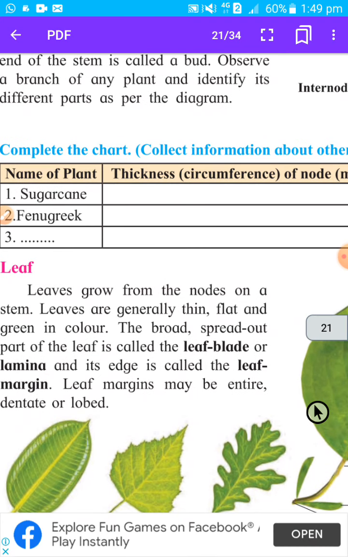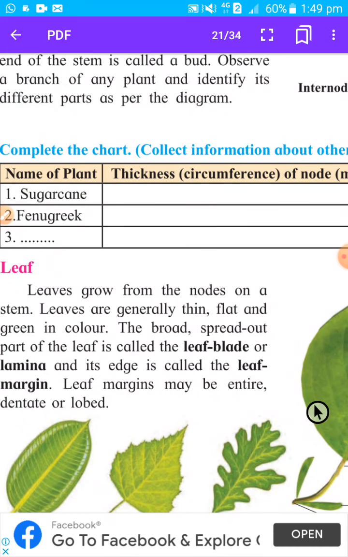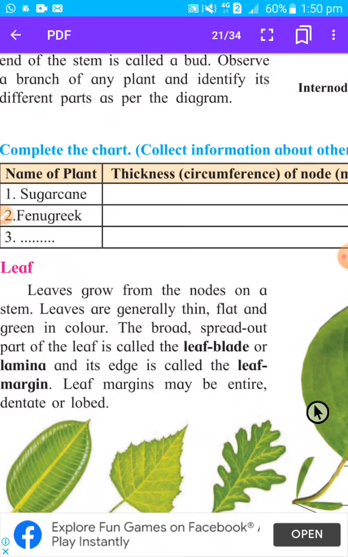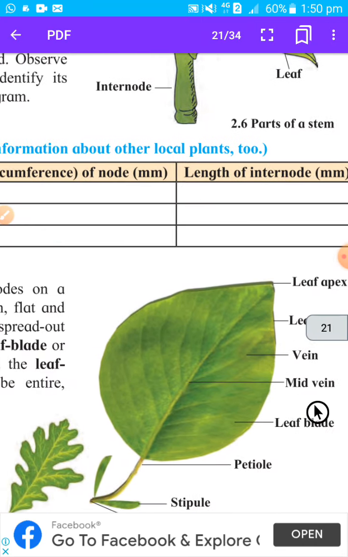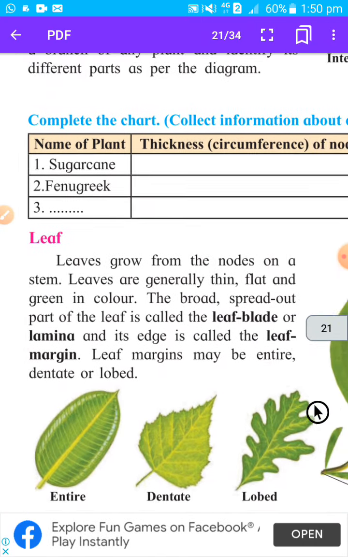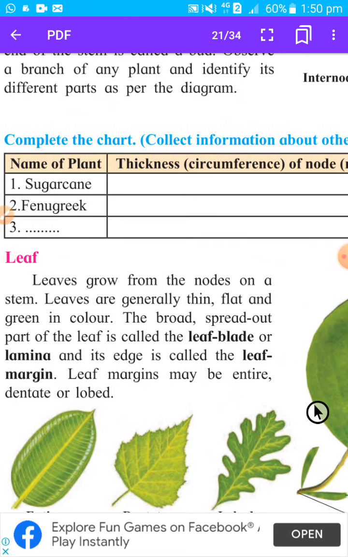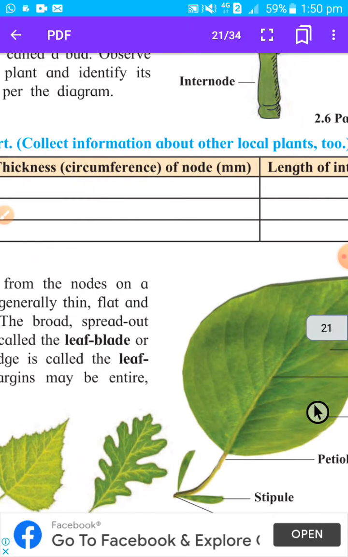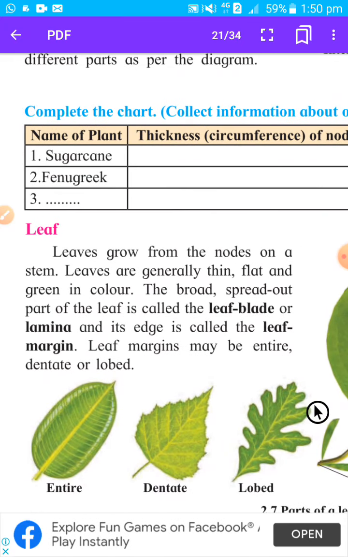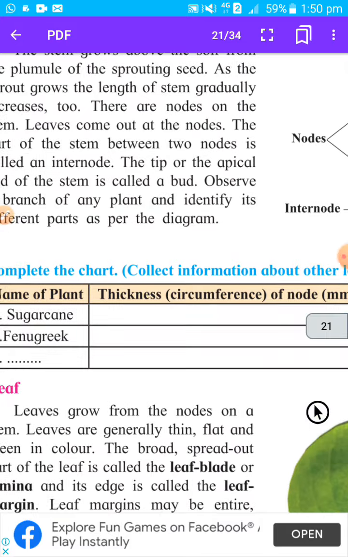Then one activity is there, you have to make one chart and observe the stem of three plants: sugarcane, fenugreek and any other plant you can take. Then you have to write the thickness of the node and the length of the internode. If available you can measure the thickness of node and internode and then complete the table. Okay, so with this we have finished the stem.